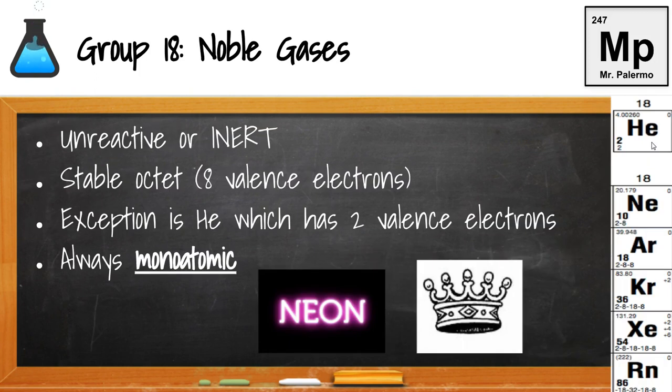And lastly, we have group 18. These are the noble gases. These are all unreactive, or we say they're inert. It means they don't form or react with anything to form compounds. And they are stable. They say they have a stable octet, meaning 8 valence electrons. The exception is helium, which is a stable duet. It only has 2 valence electrons, and that is stable. And all of the noble gases are always monoatomic. Mono meaning one, atomic meaning atom. So they're always by themselves. Again, they're not going to be found in compound form.